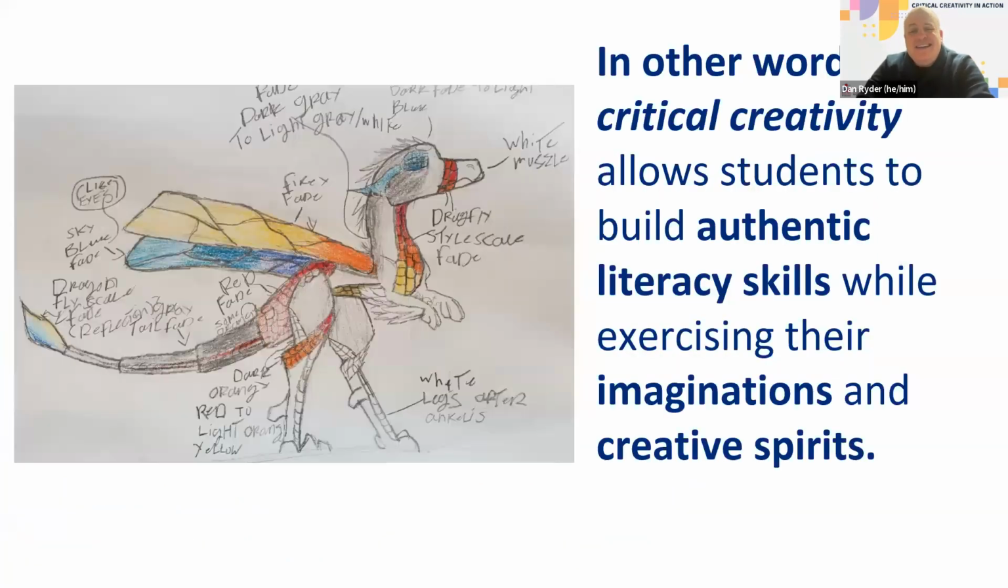So, with that in mind, another way to think about critical creativity is that critical creativity allows students to build authentic literacy skills while exercising their imaginations and creative spirits. And this illustration here might be one of the best examples I've ever had of a learner getting into the spirit of critical creativity while also demonstrating deeper thinking. So in this image, what we have is a learner who designed, drew, and diagrammed an original creature that would thrive in our local climate.